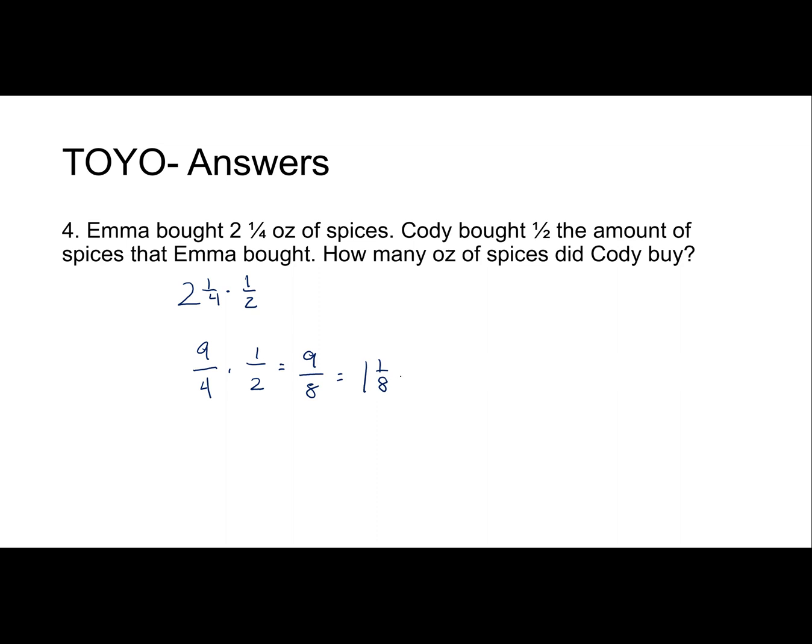Spices. No, it's not spices. Ounces. Great job. Well done. How many of us got 1 1/8 ounces? Woohoo! All right, let's do the next one.